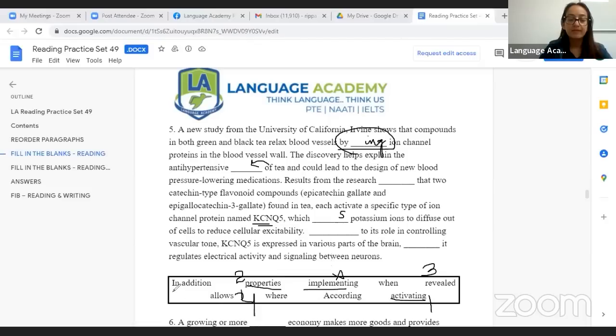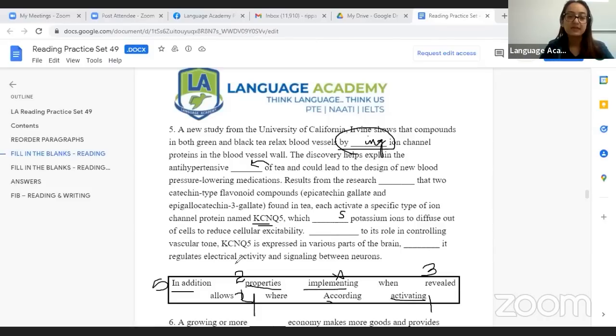So what we have in capitals is in addition and according to. And we know how to use according, when we are referring to, like according to the book, according to the law, according to the rules. So when we are referring to some particular source of information, then we use the word according. Here we are not referring to any source of information. So we'll go with in addition, means apart from this role. In addition to its role in controlling this, it is expressed in various parts of the brain.